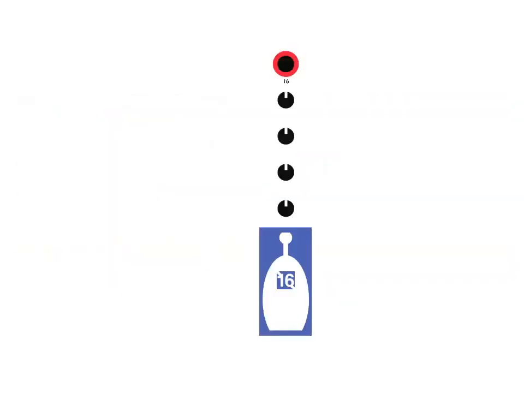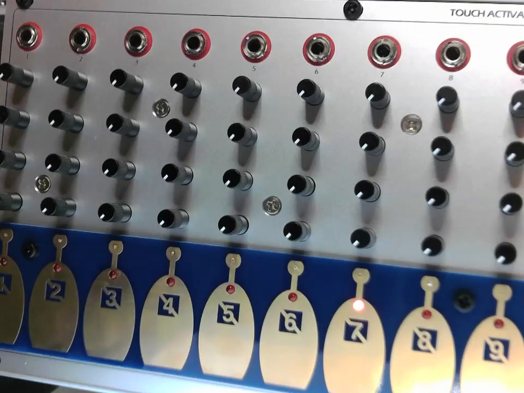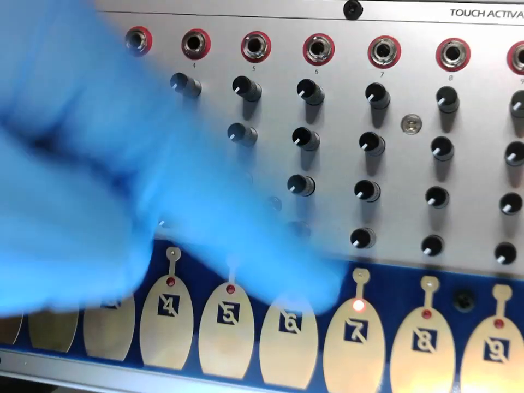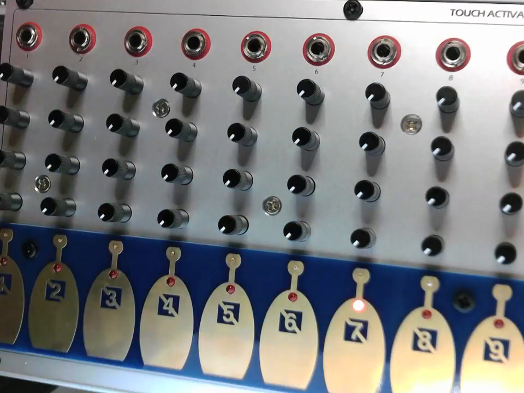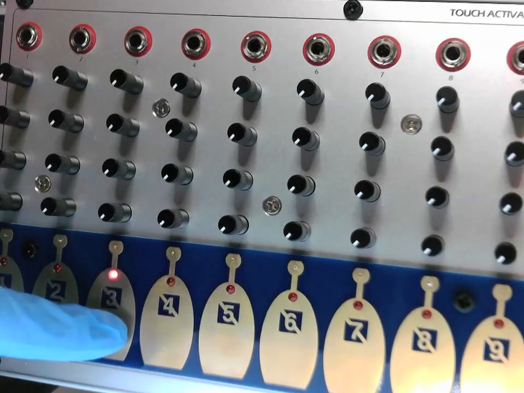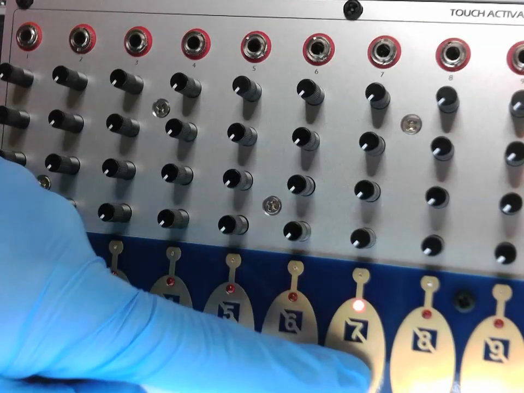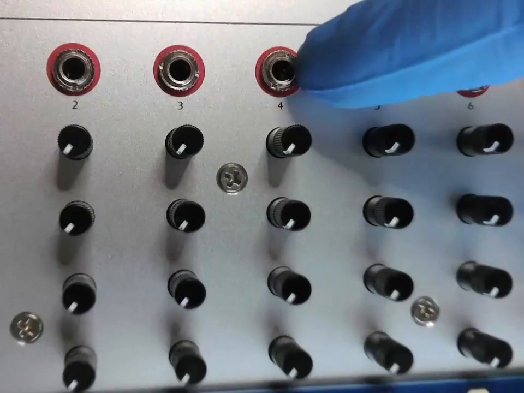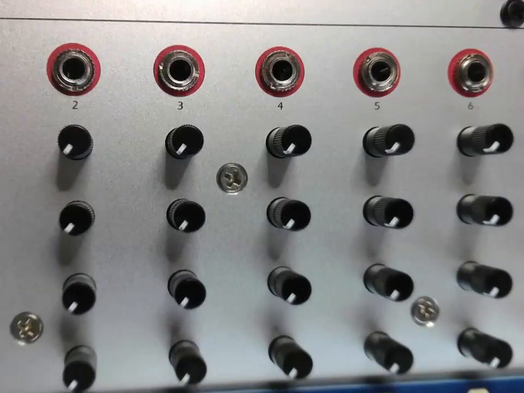Stage section. The main section of the TKB module is composed of 16 identical columns called stages. Each stage is sequentially numbered, and only one stage may be active at a time. The active stage can be set by the touch keyboard or by an external clock signal. At the top of each stage is a gate output. A plus 5-volt signal is available at this output while the stage is active.